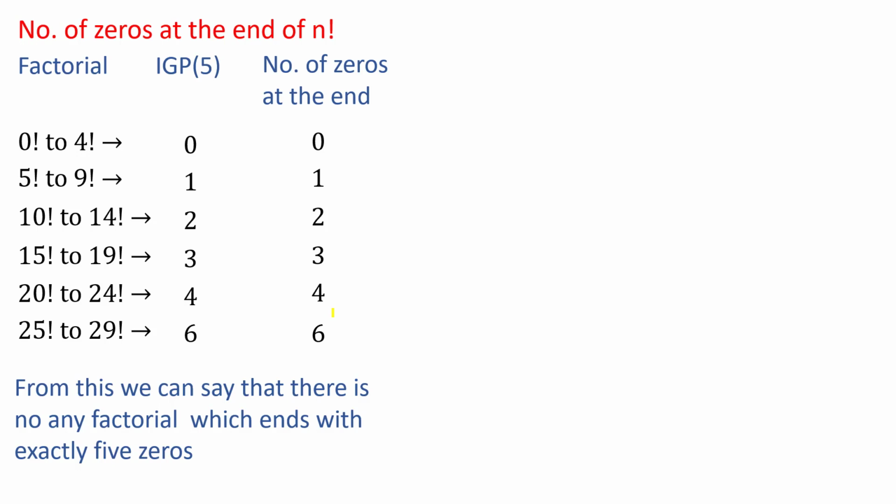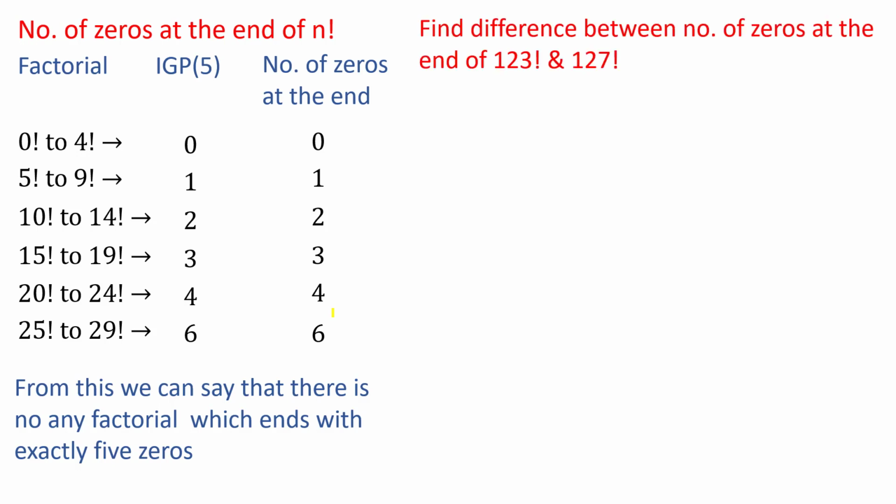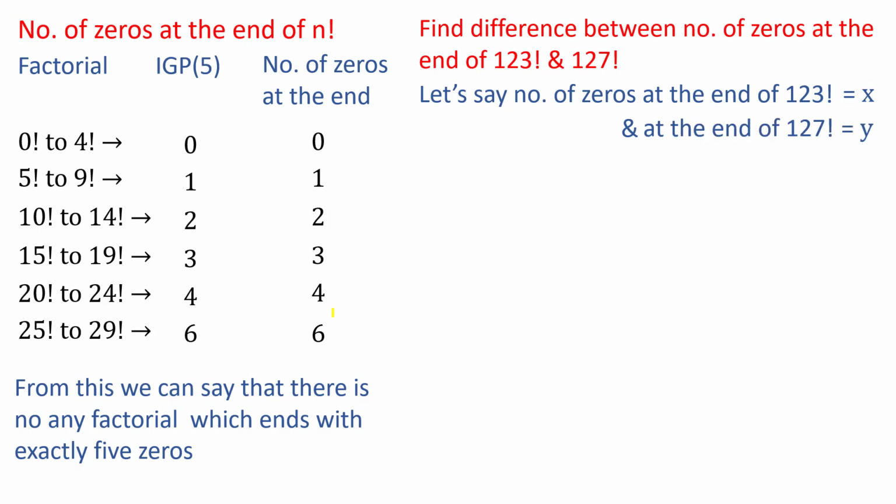Now what we'll do is, let's do a question. The question is: find the difference between the number of zeros at the end of 123 factorial and 127 factorial. Same concept we need to use here. Let's say the number of zeros at the end of 123 factorial is x and the number of zeros at the end of 127 factorial is y. Now we need to find the value of y minus x.